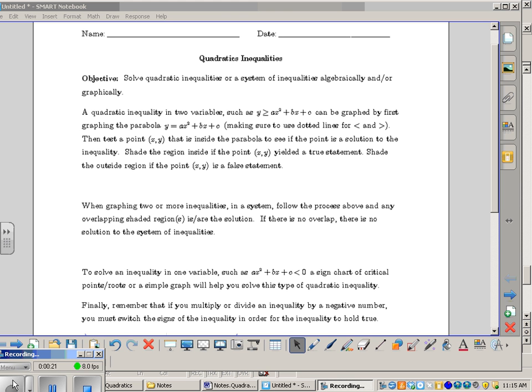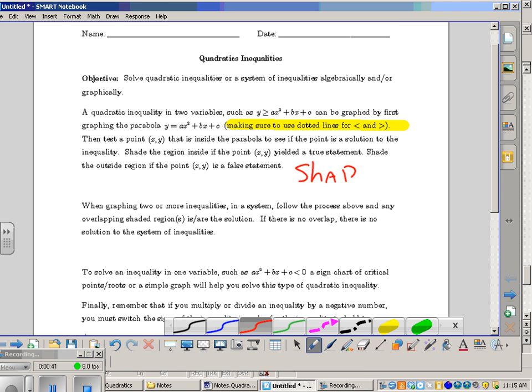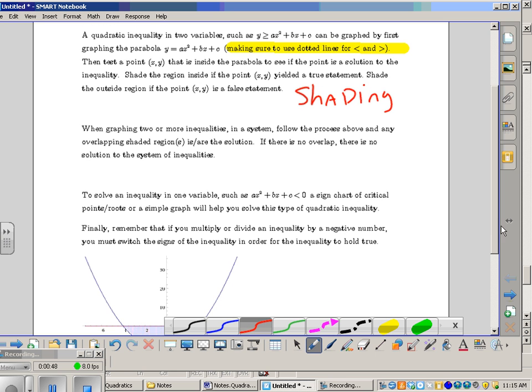A couple things to make sure you know: when you're graphing, if it is greater than or equal to, you have a solid line, and make sure you use a dotted line for less than or greater than. There's the whole thing about shading. We've done this before, but shading, doing a test point and looking for true statements and false statements. We can use a sign chart. I think we'll do that on the last problem, but you can do sign charts to solve these. So you have a bunch of ways to do these problems.